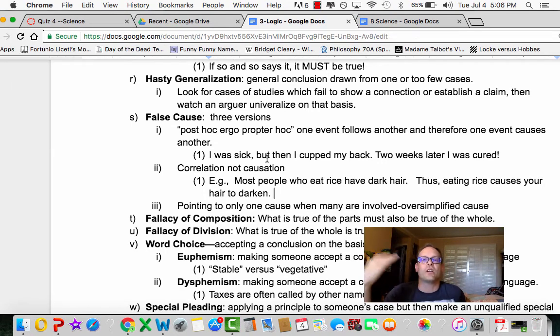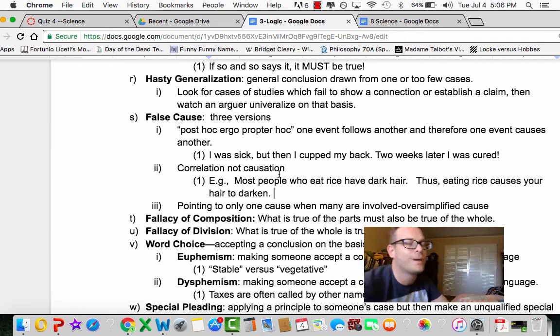Okay, look, clearly eating rice does not darken your hair. But it's still true that most people who eat rice have dark hair. Why? Well, it has to do with where people eat rice on the planet, right? Lots of people in China and India eat rice. And it just so happens that they have a genetic makeup that means they have dark hair. These two things are related, but one doesn't cause the other.